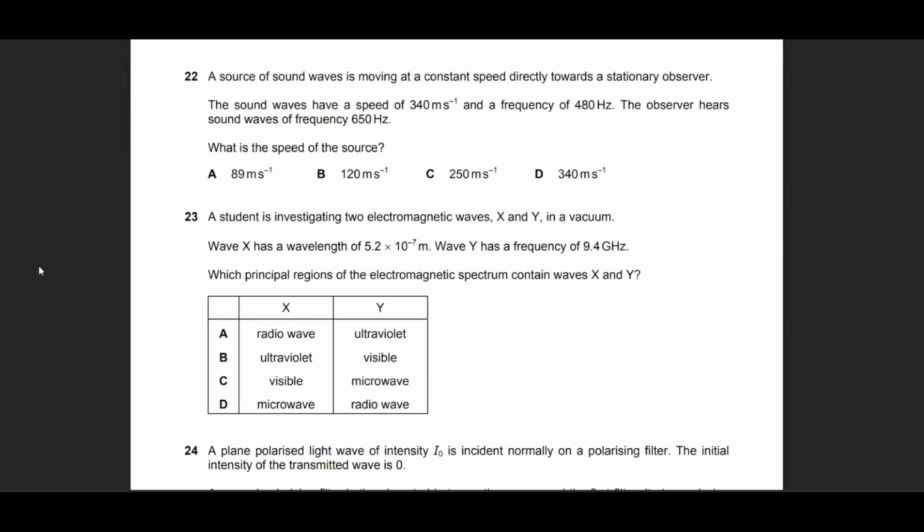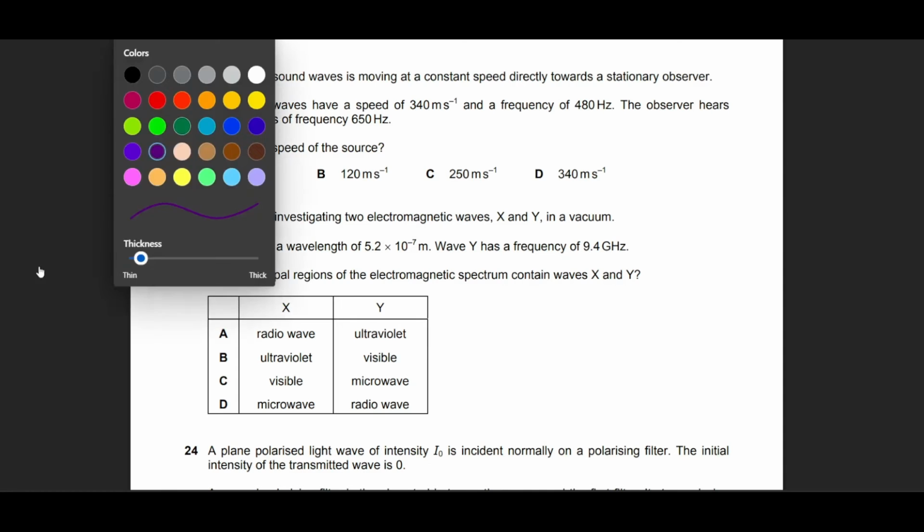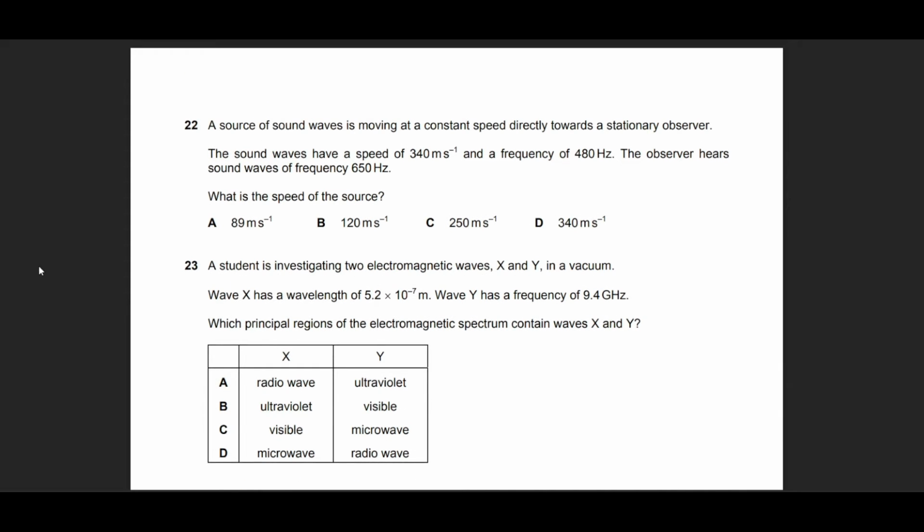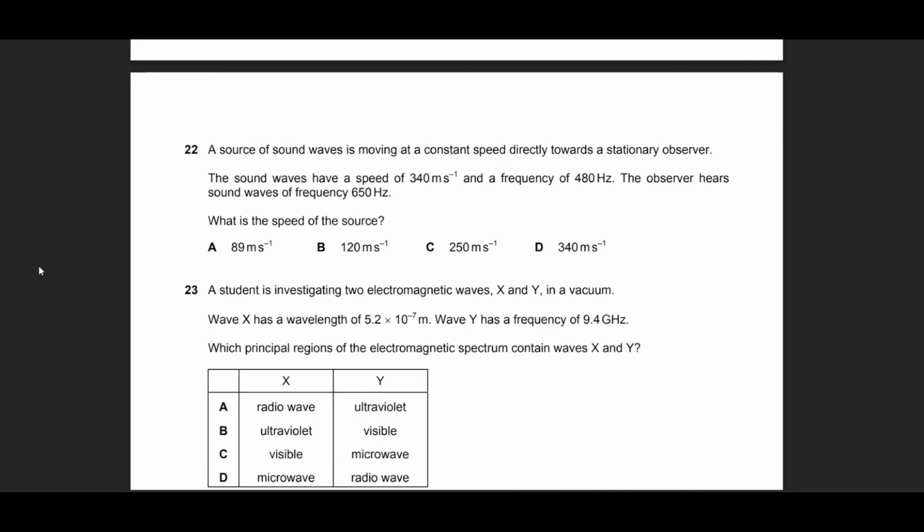Question number 22. Now again, in this question, you will most likely make the equation, but a quick and smart approach would be to just put all the options in the equation, in the calculator, and see what answer matches the situation. You see, the mathematical equation of the scenario is going to become something like this. He says that the frequency is 480, but he's hearing 650, which means that the object is moving towards the observer. So F heard, or you can say F perceived, is equal to F naught, actually produced, times speed of sound divided by speed of sound minus the speed of the object.